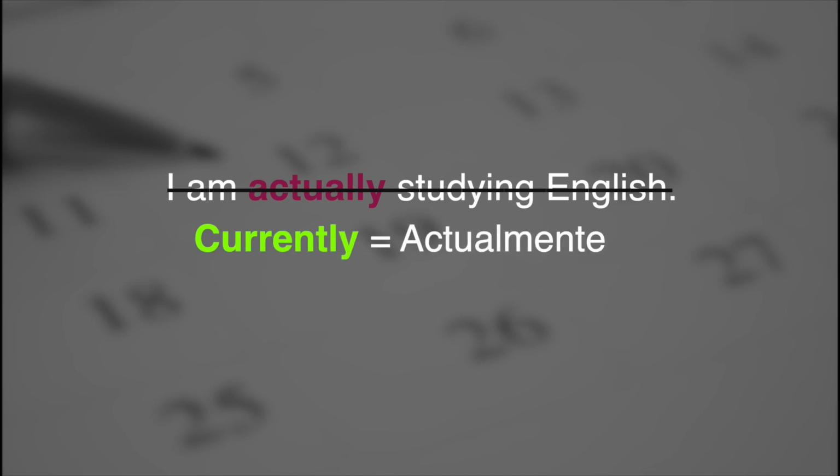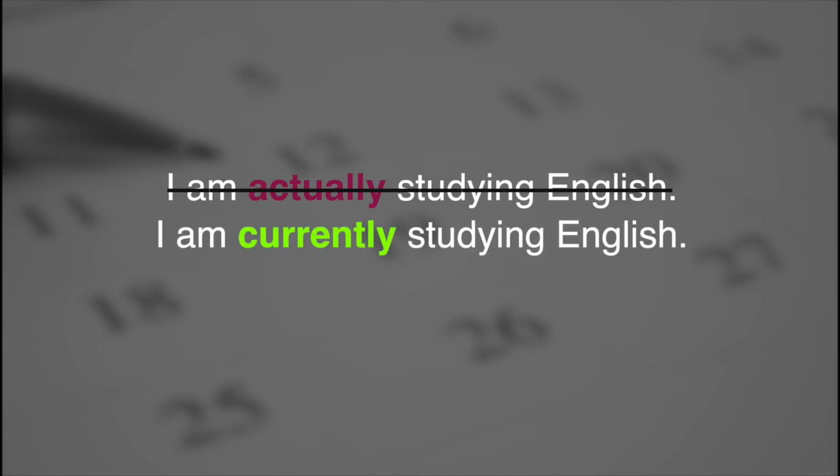How then do we express the idea of something happening now in English? Well, we use the word currently. So the correct sentence is, I am currently studying English. Never use actually for something happening now. Use currently.